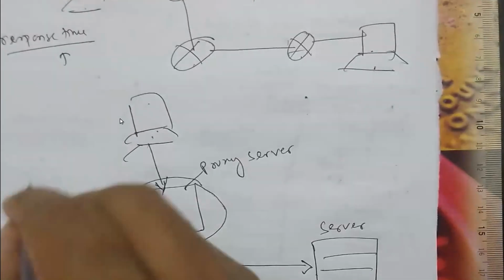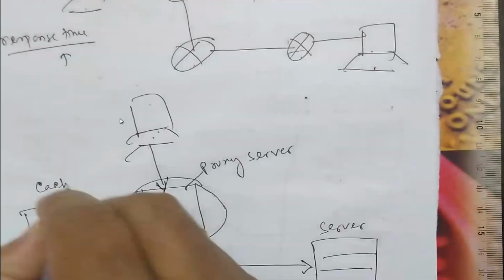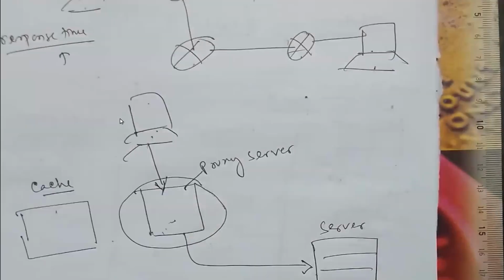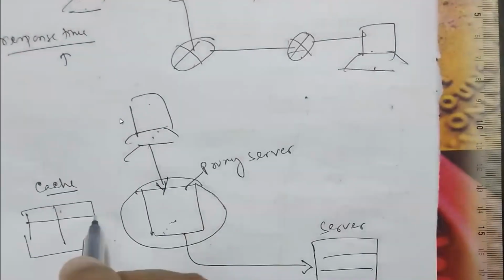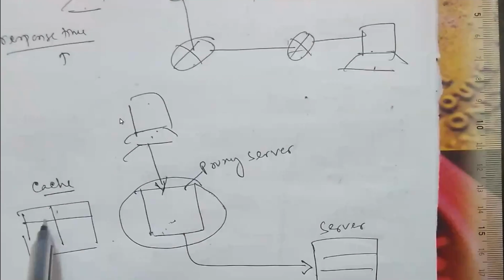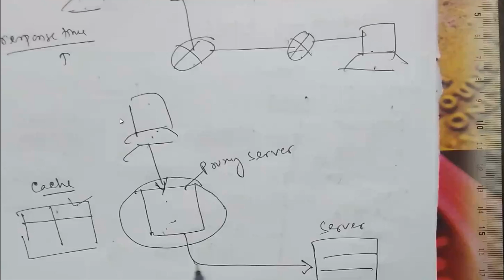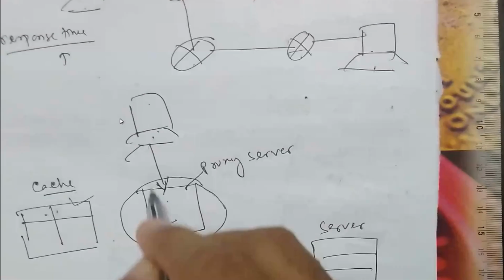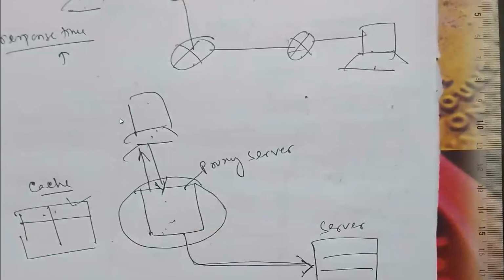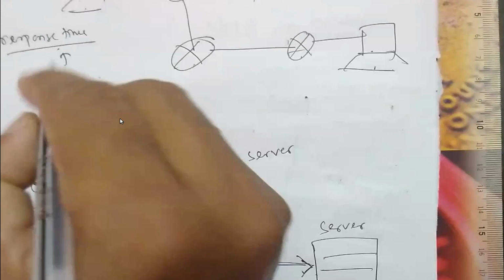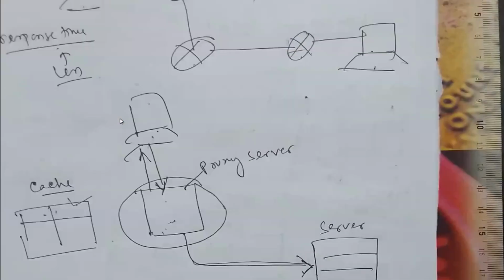It maintains a cache just like the local DNS. First of all, it searches whether the object you requested is available in the cache or not. If it is not available in the cache, then it sends your request on to the original server. If it is available in the cache, then it responds back with the object. In that way, I can reduce my response time by introducing a proxy server.